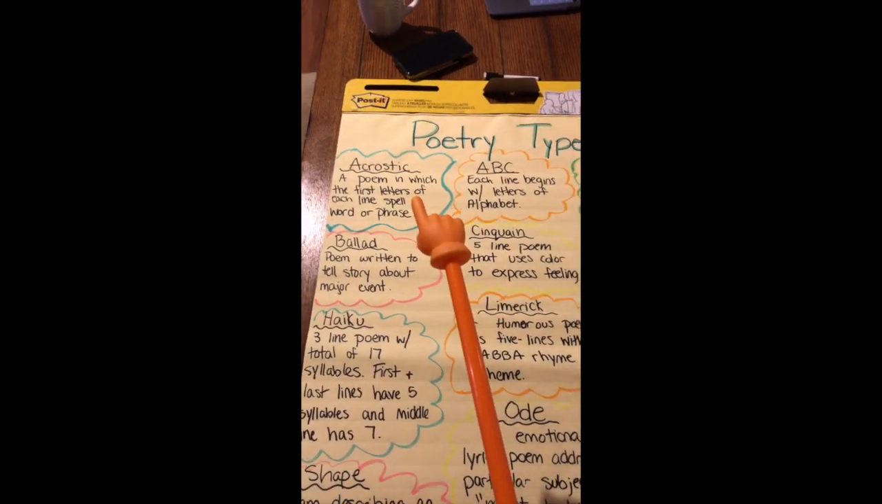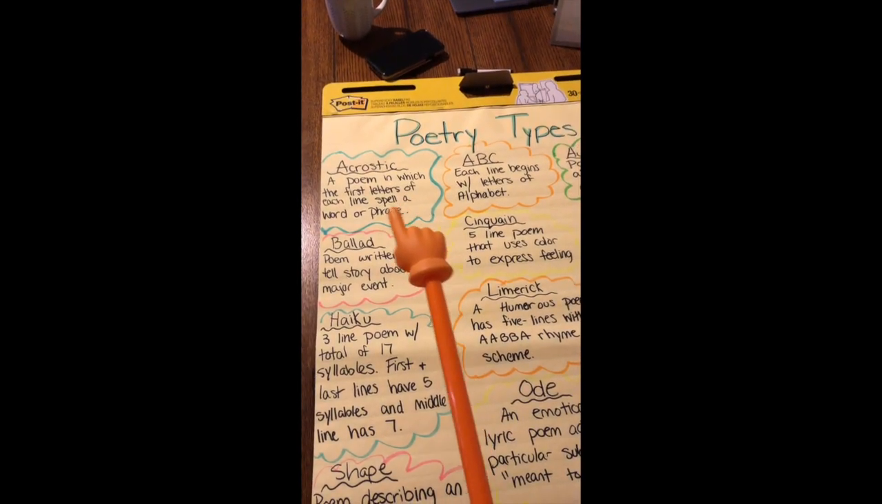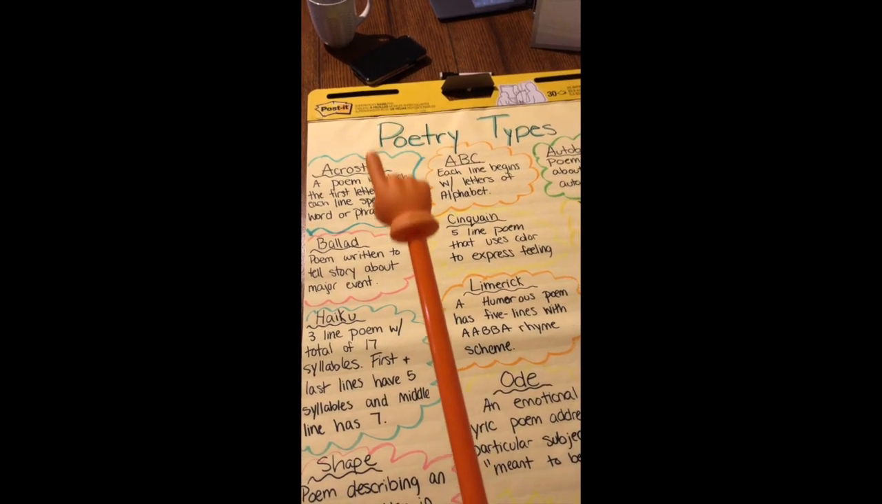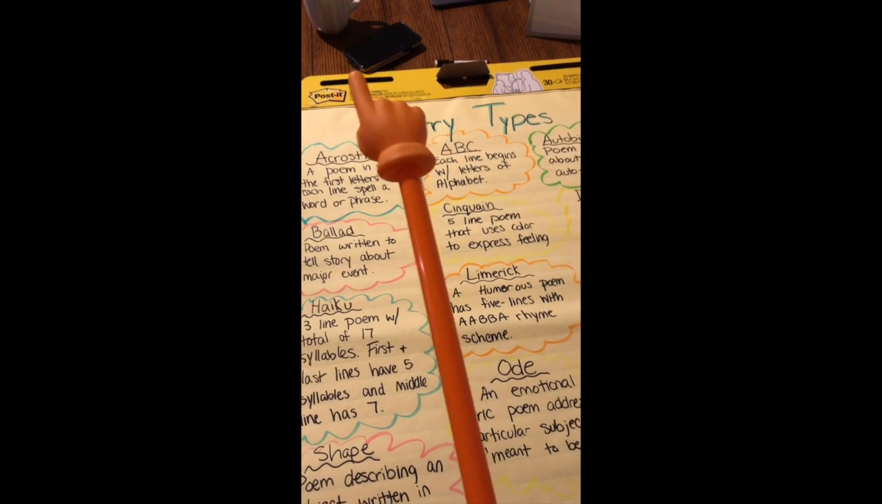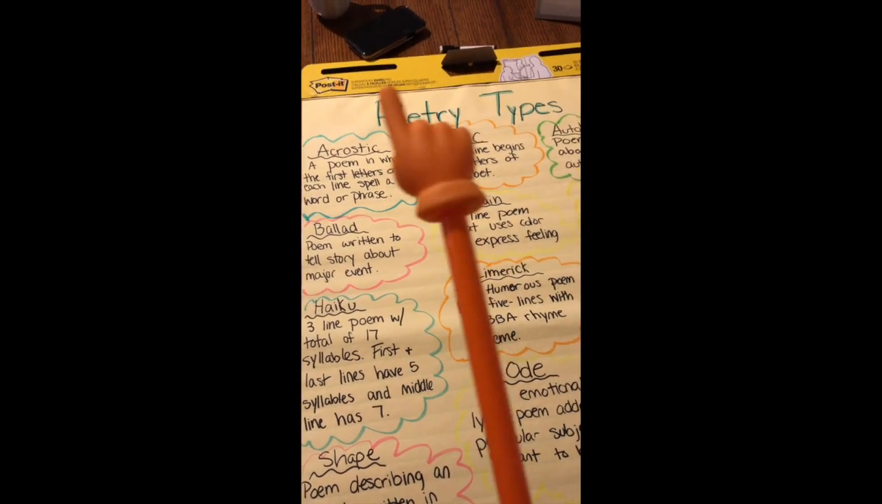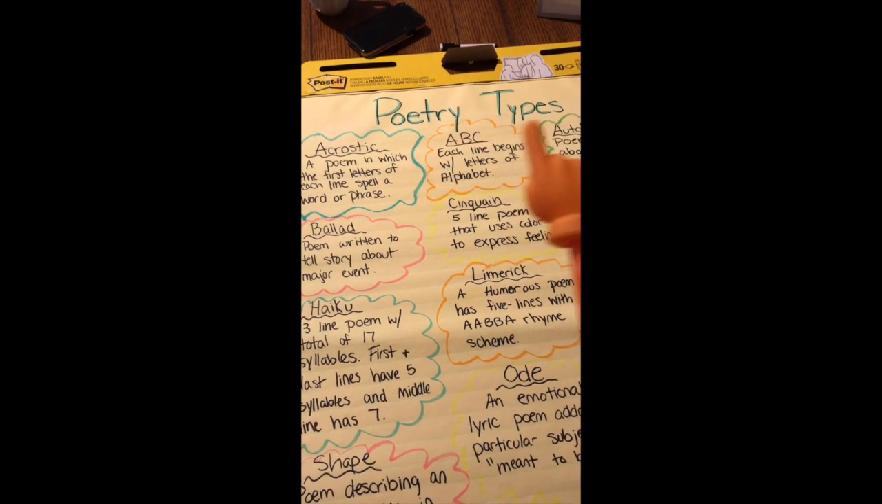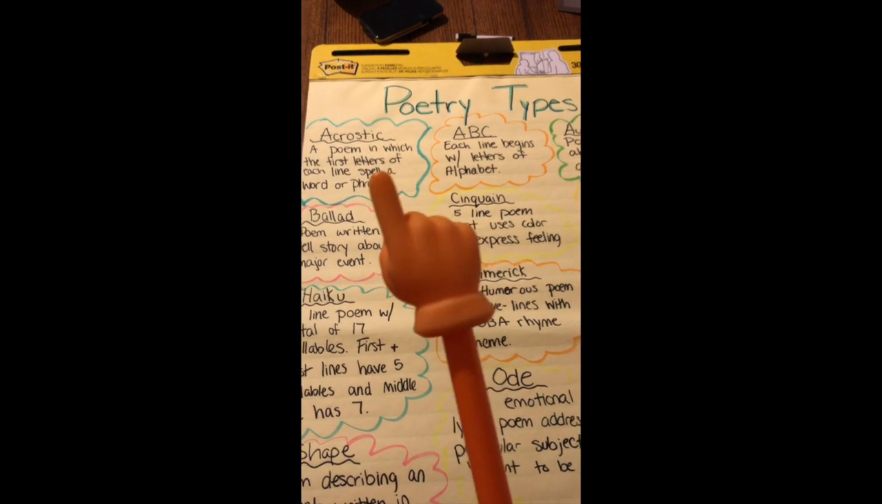Okay, so an acrostic poem, you probably all have either written one or seen one, right? It's a poem in which the first letters of each line spell a word or phrase. So the phrase would be spelled vertically, or the word, right? The most common one is to do your name, and then a describing word or phrase that goes across like this. Okay, so we might practice with some acrostic poems.